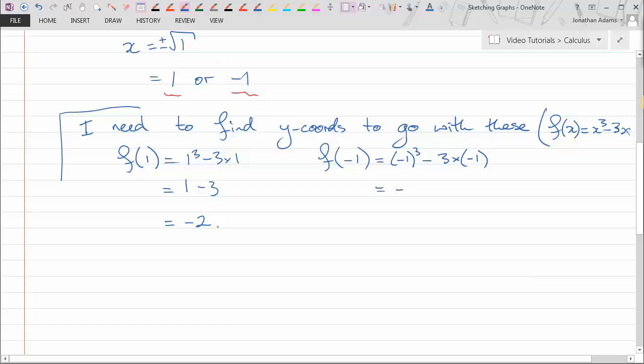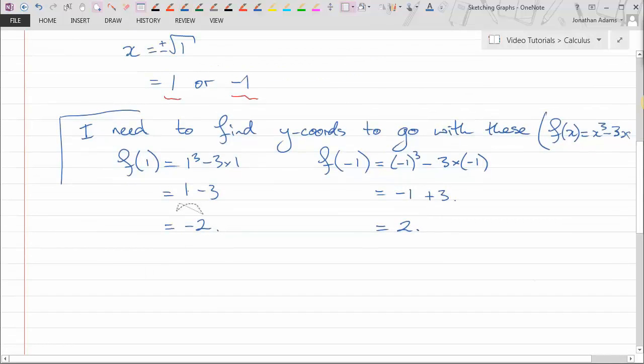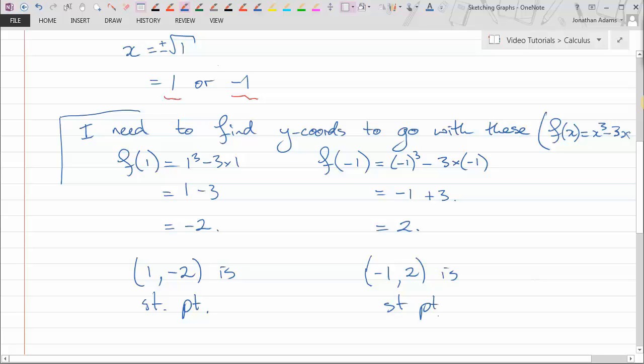Working this one out, negative 1 cubed is negative 1. Negative 3 times negative 1 is positive 3. You're going to get positive 2. So that tells me that the y-coordinate that goes with 1 is negative 2. So the point 1, negative 2 is a stationary point. And the y-coordinate that goes with negative 1 is 2. So negative 1, 2 is a stationary point. And so that is the first part of this problem.